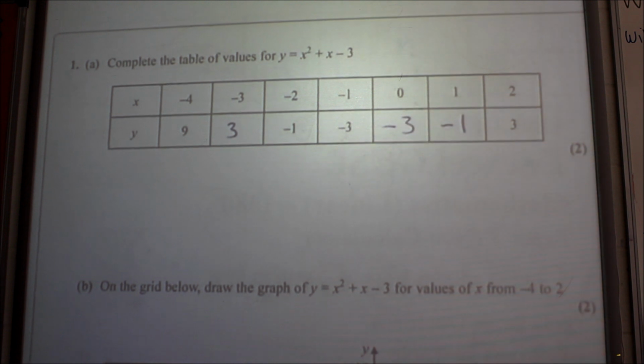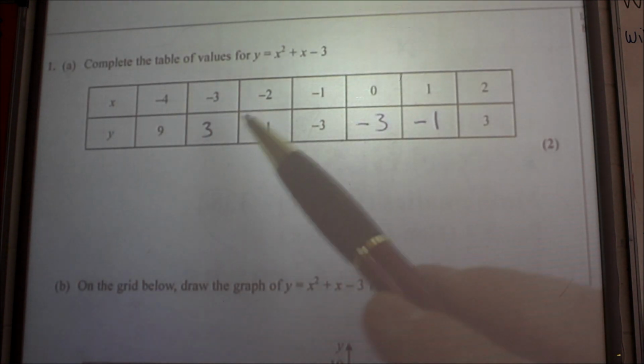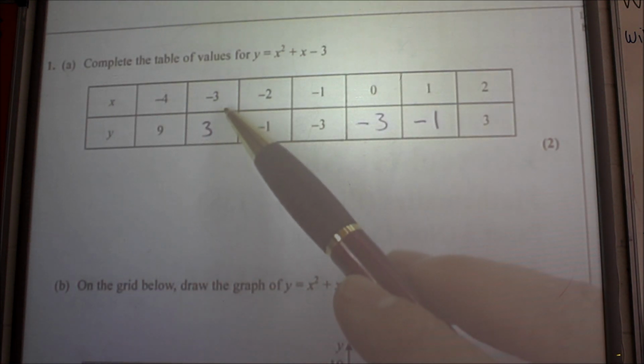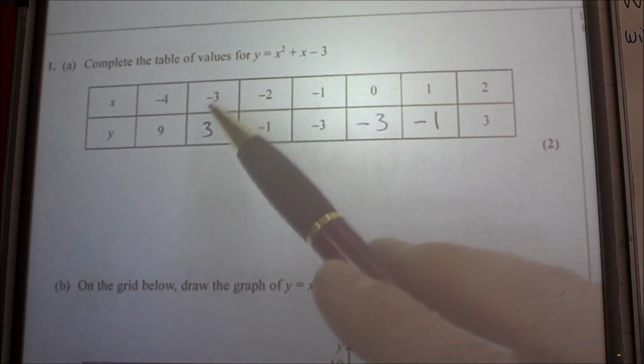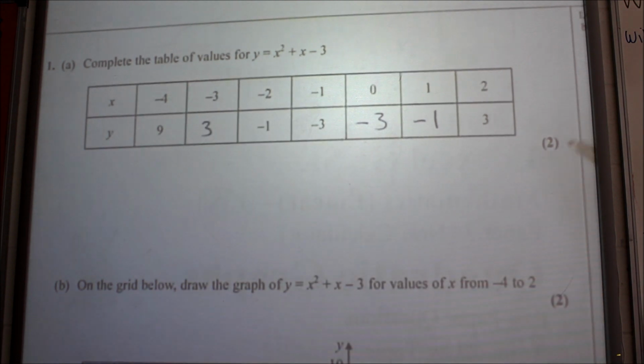Do that for these ones along here. And careful when you do your negatives. Don't forget negative 3 squared is negative 3 times negative 3, which is actually a positive 9. Then you add negative 3, then you take off 3. So that's why you get the 3. 2 marks for doing that.